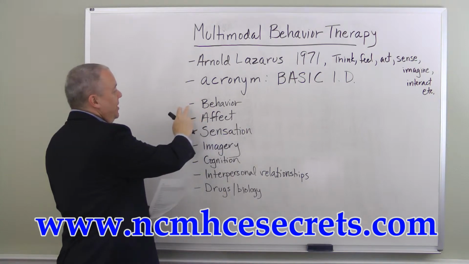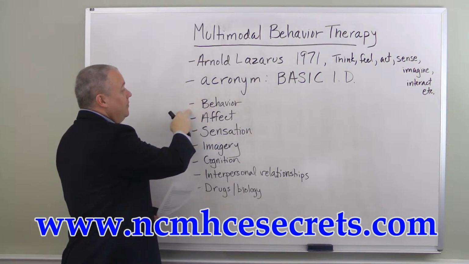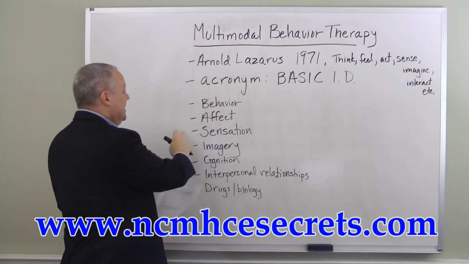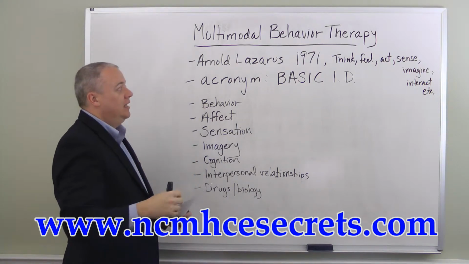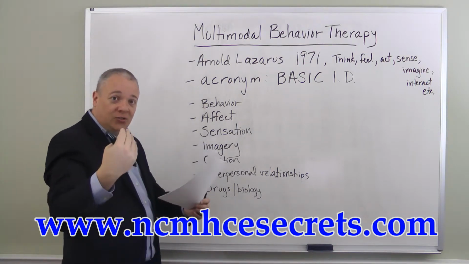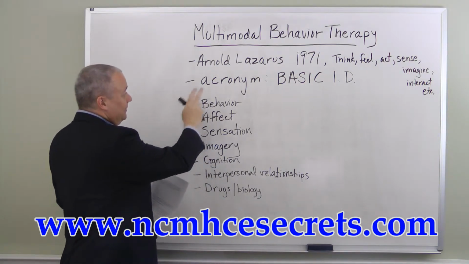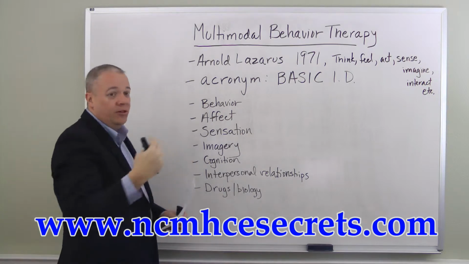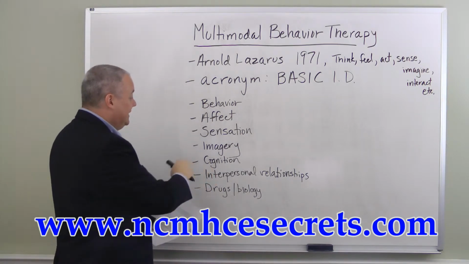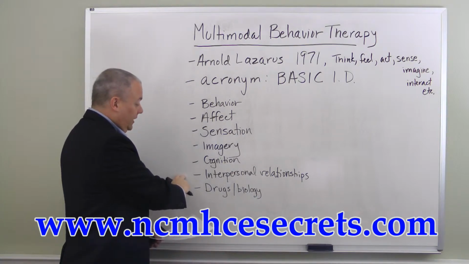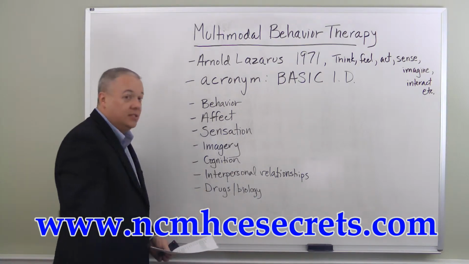So B in BASIC stands for behavior. A, affect, your affections, feelings. S, sensation. You are a person who has sensory input coming in through your various 5 senses. I, imagery. Here we're thinking of the imagination. C, cognition or thinking. I, interpersonal relationships. And then finally D, drugs and biology.